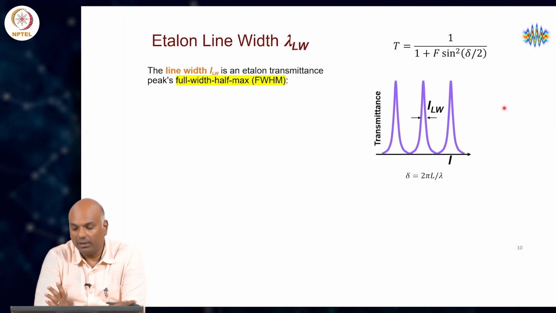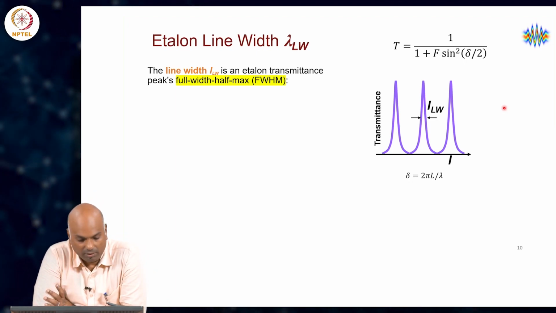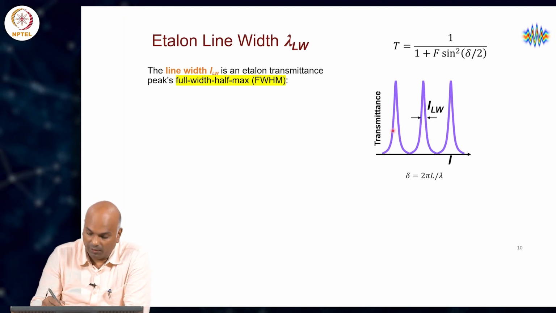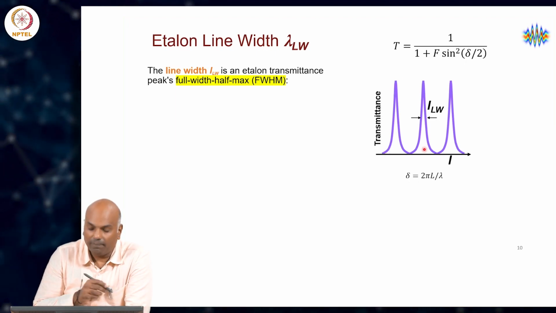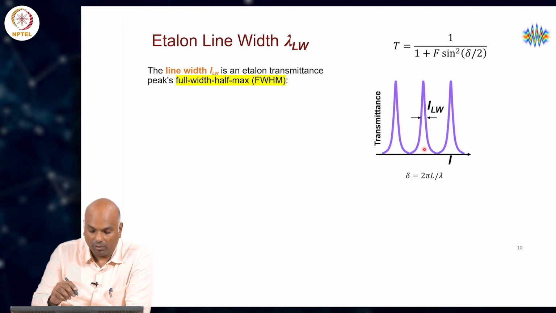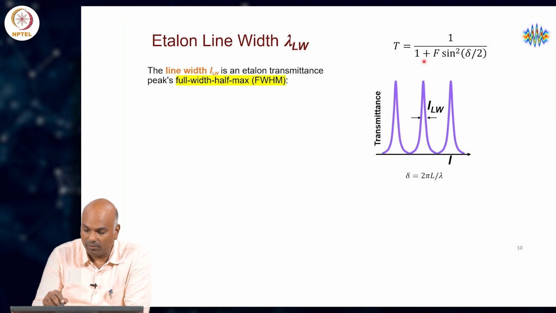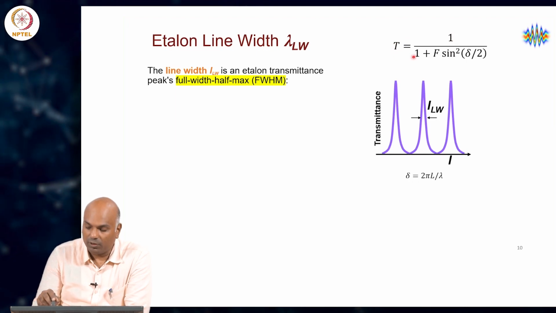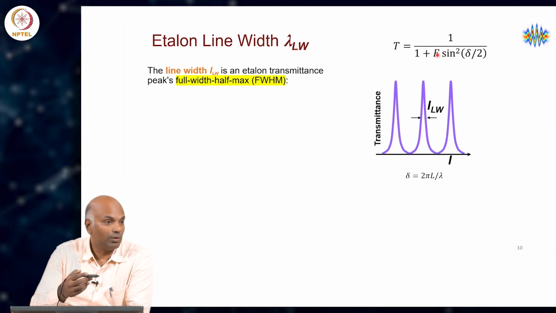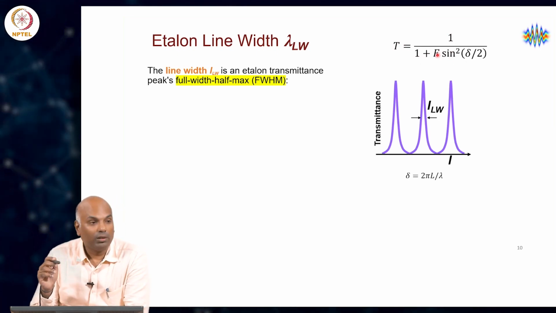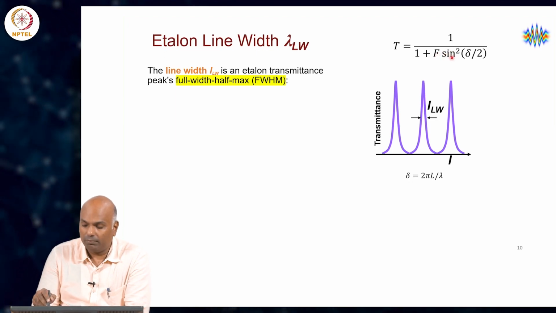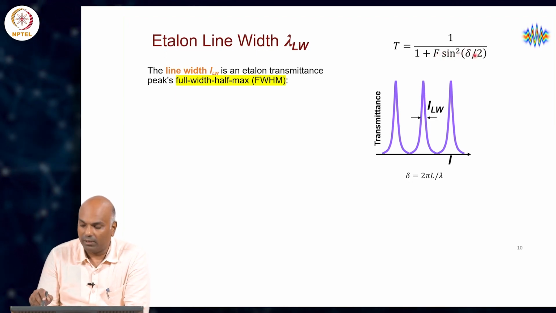Next important thing that we also discussed is in terms of the line width of the individual spectral peaks in the transmission, which is the line width of the echelon. The line width of the echelon could be deduced by us from the transmission function T, which is 1 over 1 plus f. The function f is, as you rightly pointed out, 4r divided by the square of 1 minus r, multiplied by sine square delta by 2.